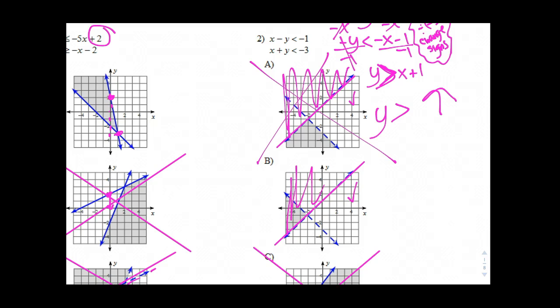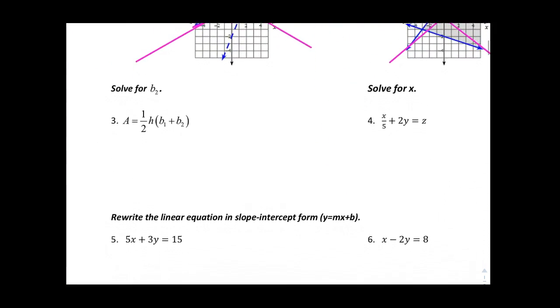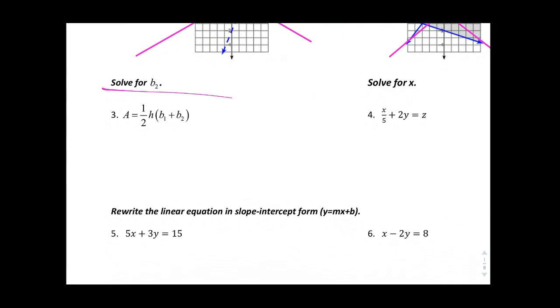I shade here, and this one is definitely it. It's going to be this little shade piece that matches up. So B will be my answer. You should not have these two problems on your review sheet.